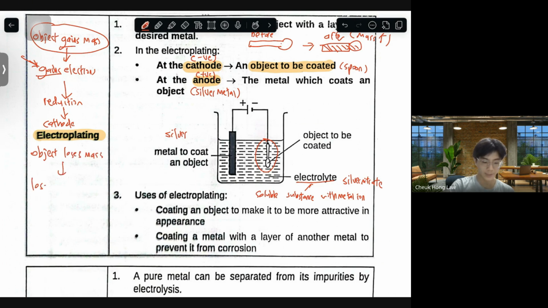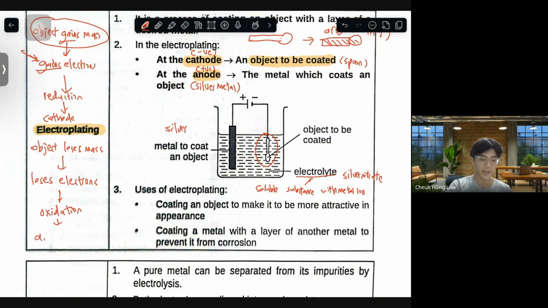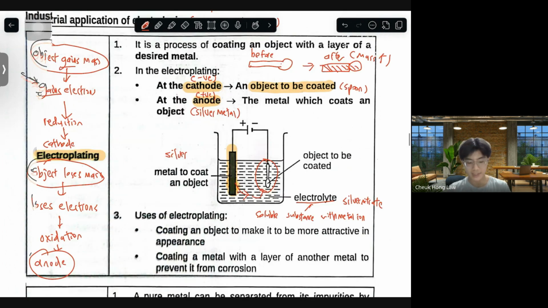Think of it as losing electrons. And what is losing electrons? Oxidation. Oxidation happens at where? The anode. So the object that loses mass is the anode. Think about this metal here. It will dissolve in the water to form ions. Then the positive ions will be attracted to the cathode, where they are discharged. Okay, so I just mentioned the whole process already.